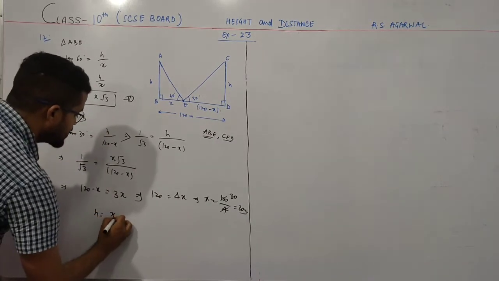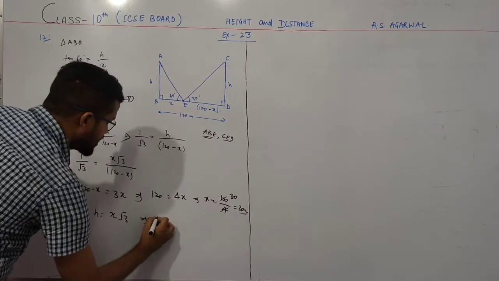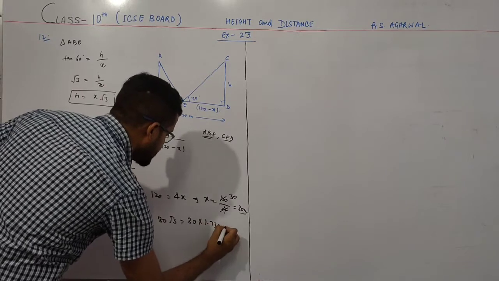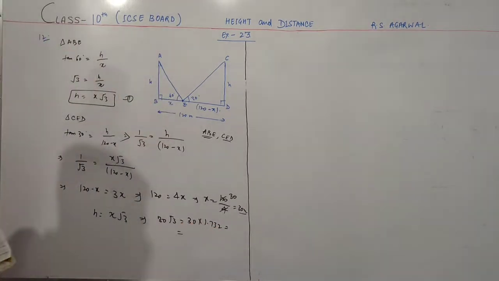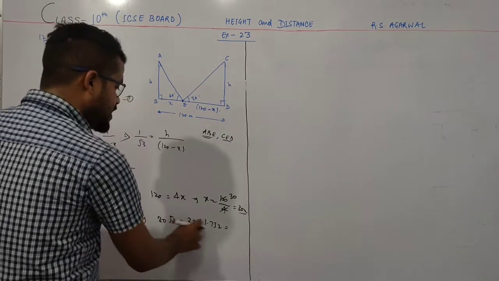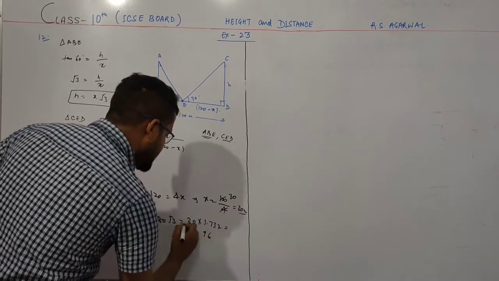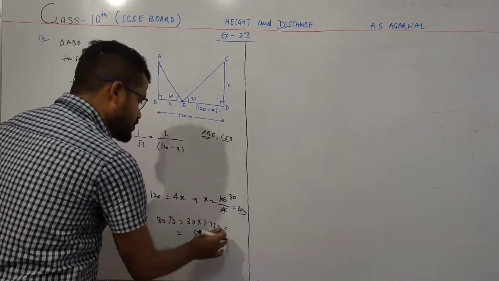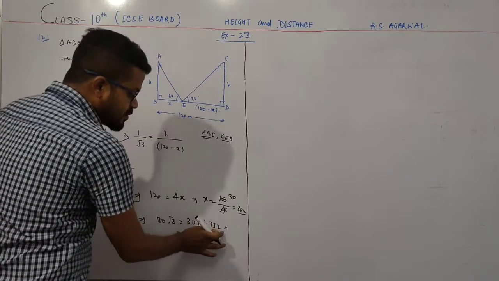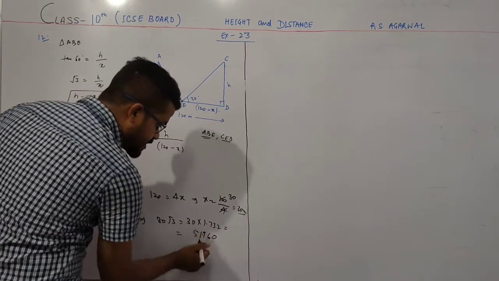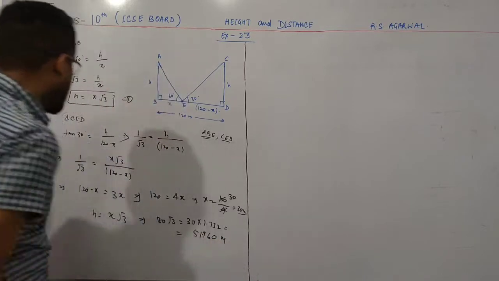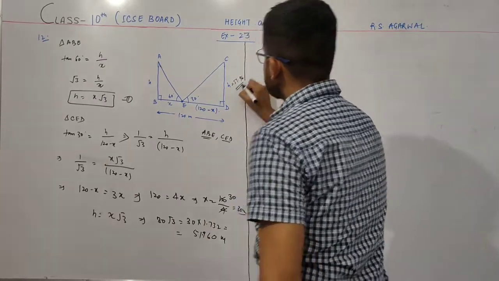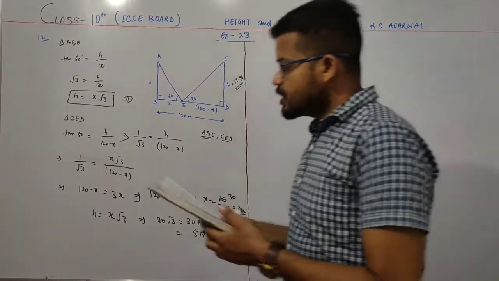So H equals X√3. Using this expression, X is 30 and √3 is 1.732, so multiply 30 into 1.732. 3 twos are 6, 3 threes are 9, 7 threes are 21, 3 ones are 3, and this is 0. The decimal goes after three digits, so 51.96. So the height of this pillar is 51.96 meters. This is the solution of question number 12.